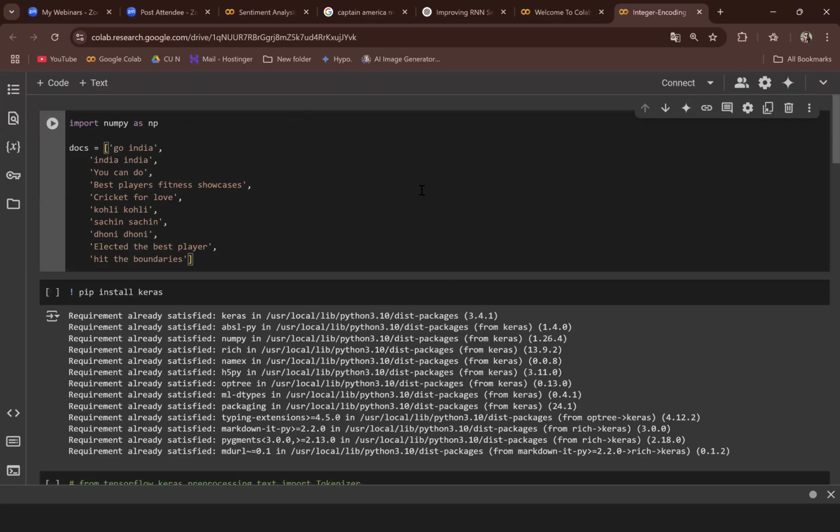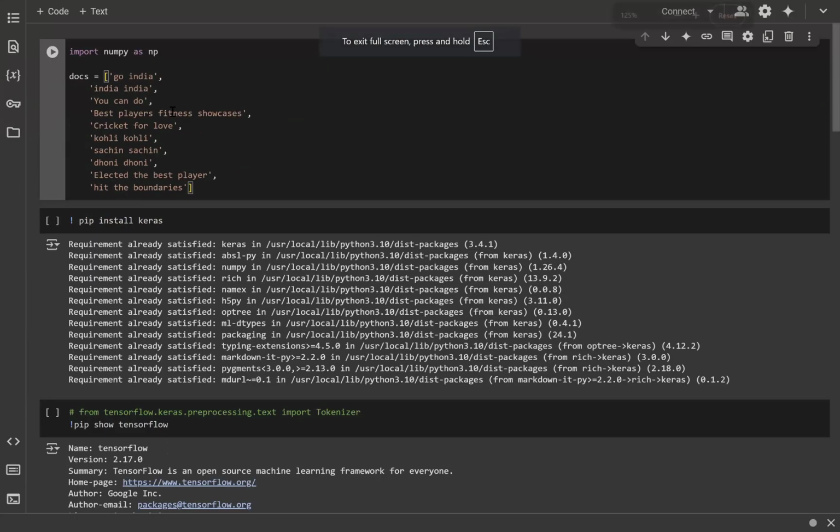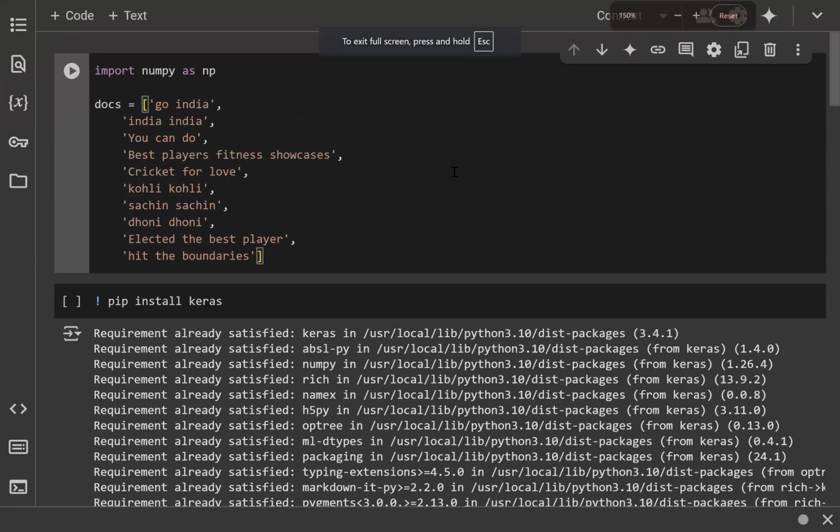Guys, just look at the screen. I have one quick hands-on for you. I'll explain the concept of integer encoding. In the review data, you have seen numbers rather than words in the review. How were the words converted to numbers? I have a quick hands-on to show you. The hands-on name is integer encoding.